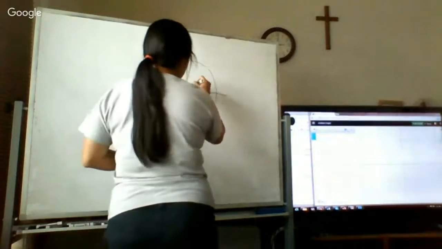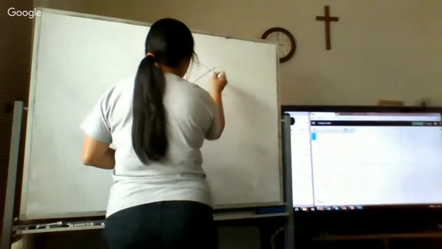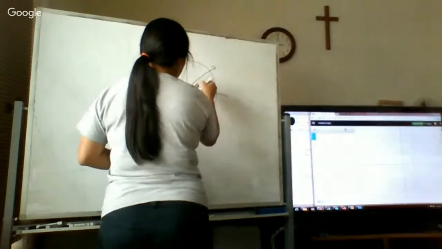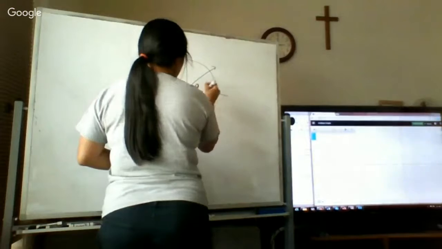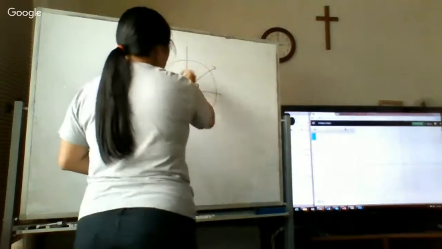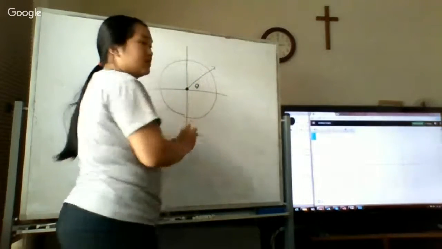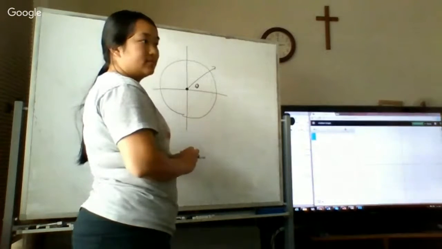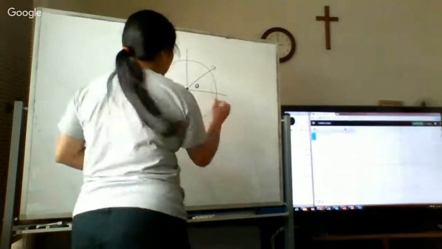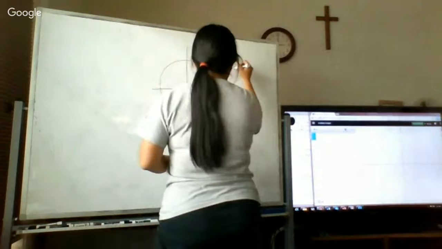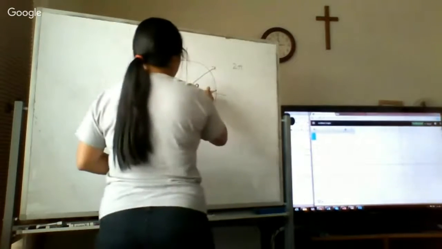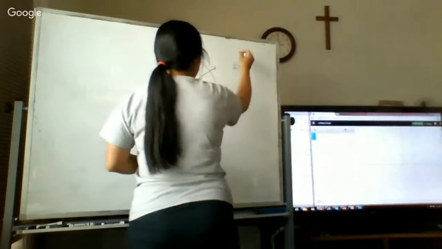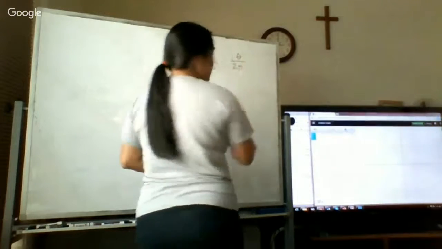If I have some random angle theta, what do we know about the total number of radians in the entire circle? How many radians is it? 2 pi, okay? So the total is 2 pi, and this angle theta is a fraction of that circle, right?